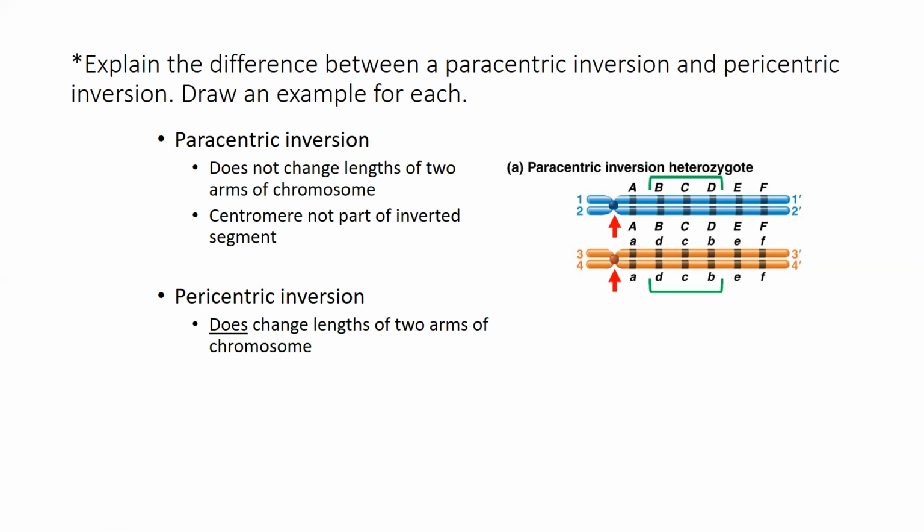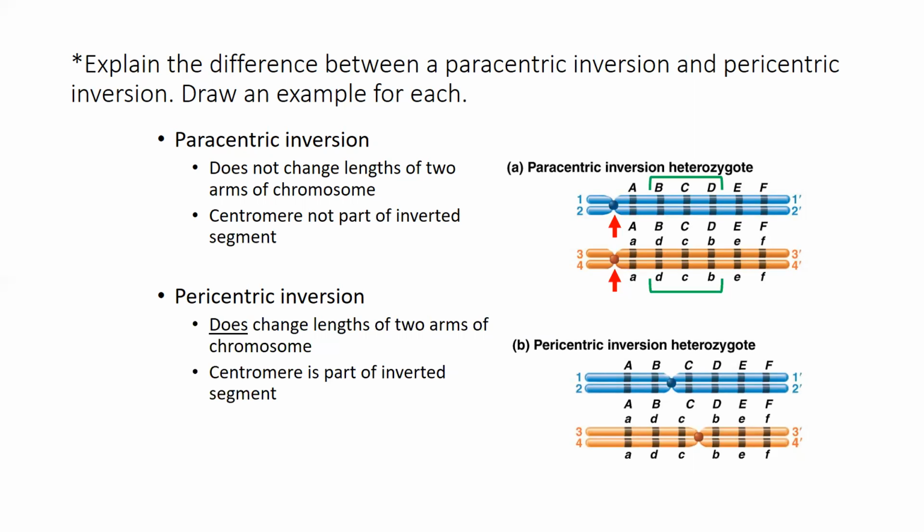So pericentric does change the lengths of the two arms of the chromosome, and the centromere is clearly involved with the segment. For this example, you can see here you have BCD around the centromere, and when it inverts, it also changes the arms of the chromosome, okay?